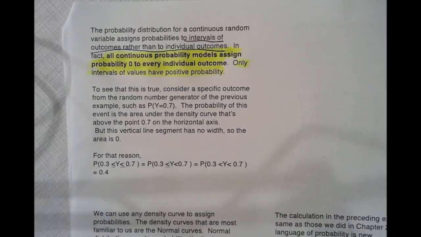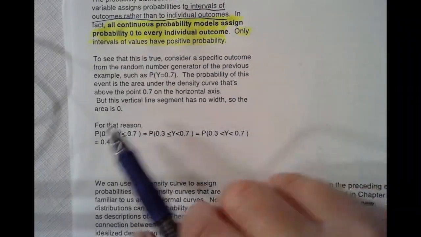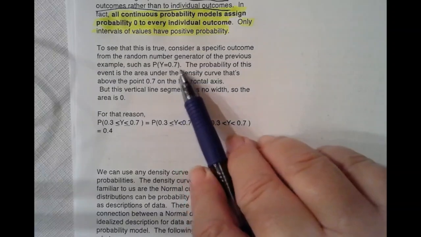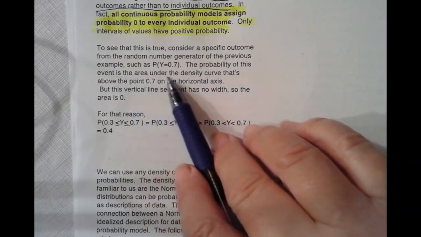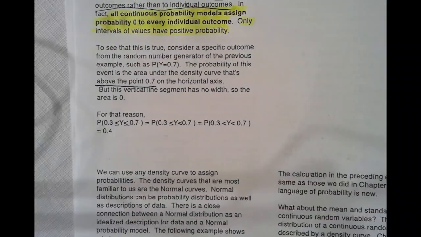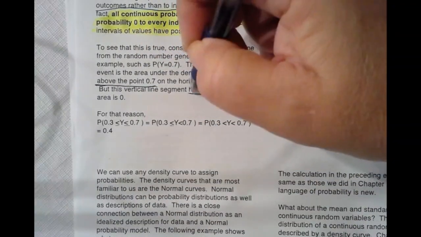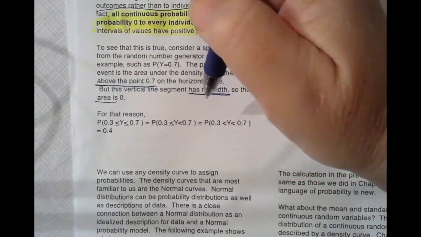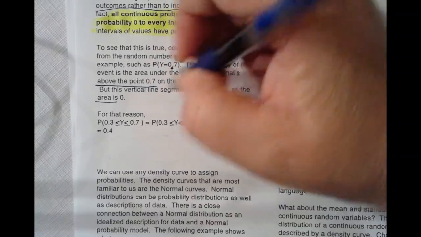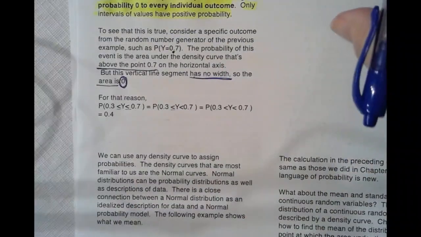To see that this is true, consider a specific outcome from the random number generator of the previous example. For example, we want the probability that y equals 0.7. The probability of this event is the area under the density curve that's above the point 0.7 on the horizontal axis. This vertical line segment has no width, so the area is 0. So 0.7 is exactly 0.7. There's no width, and because there's no width, the probability is 0.